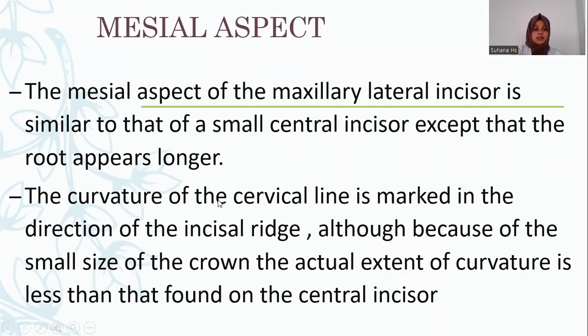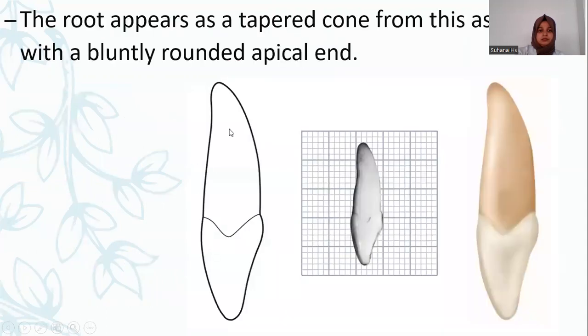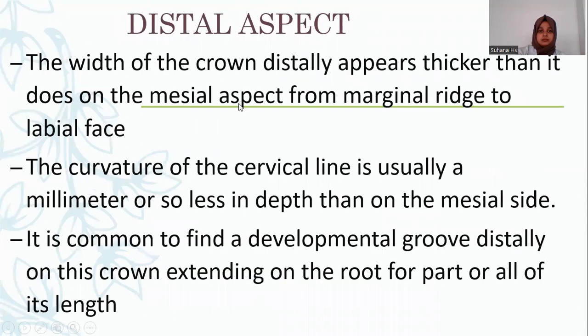Next is the mesial aspect. Here, the mesial aspect of the maxillary lateral incisor is similar to that of a small central incisor, except that the root appears longer. The curvature of the cervical line is marked in the direction of the incisal ridge, and because of its small size, this curvature is not so pronounced. The root appears as a tapered cone from this aspect and has a blunt, rounded apical end.